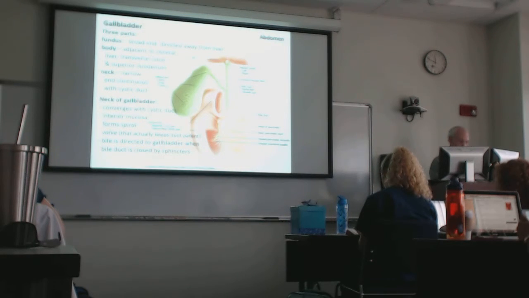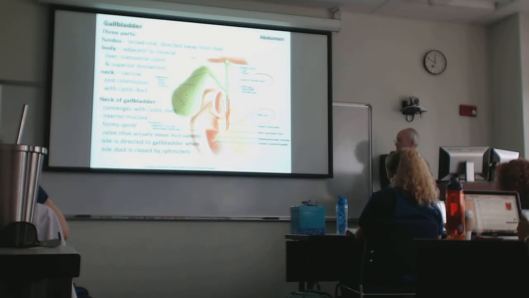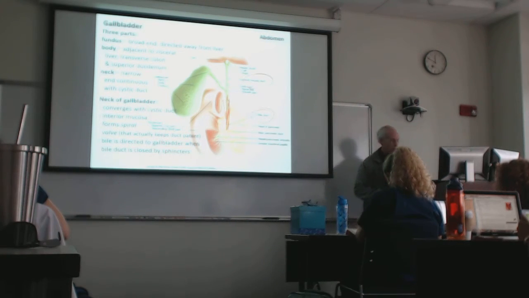Here's the common hepatic duct descending from the liver. This is called the cystic duct that empties into the hepatic duct from the gallbladder. And so don't confuse the hepatic duct with the bile duct. The bile duct is distal. The bile duct is what is the tubule that actually empties into the duodenum.